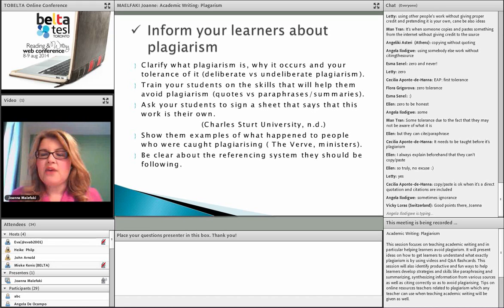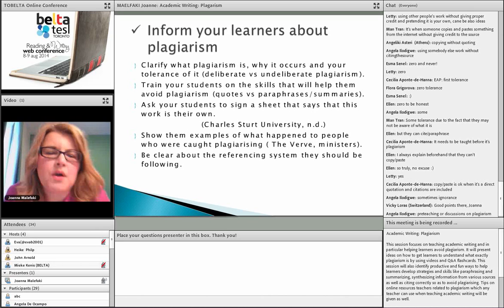It's not just about stealing or copying someone's ideas. It's also that you don't help the reader. So if someone wants to use information that you have included, they cannot find it. And there's the ethical part, like you shouldn't do it because it's someone else's work.